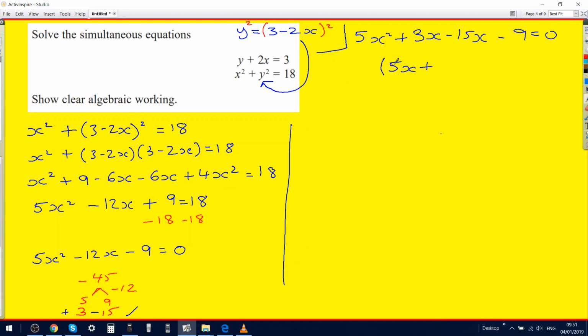What are you factorizing? So factorize the first two separately.